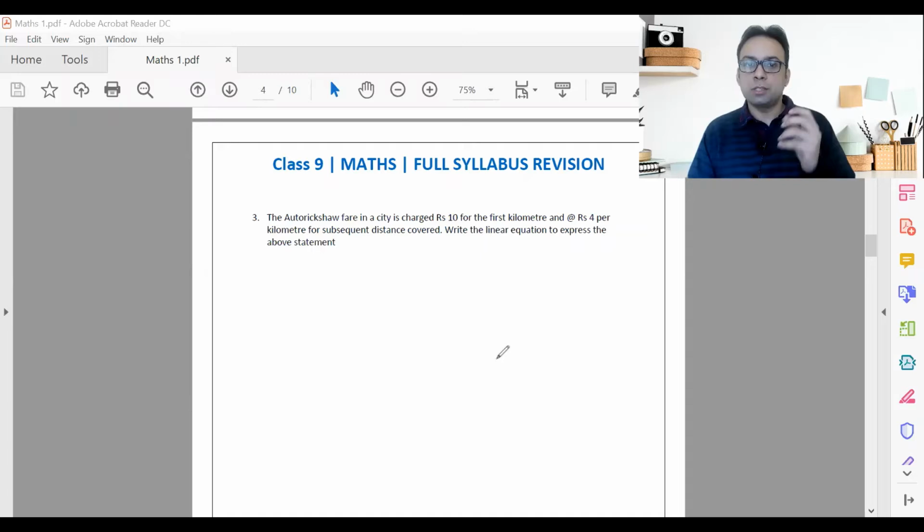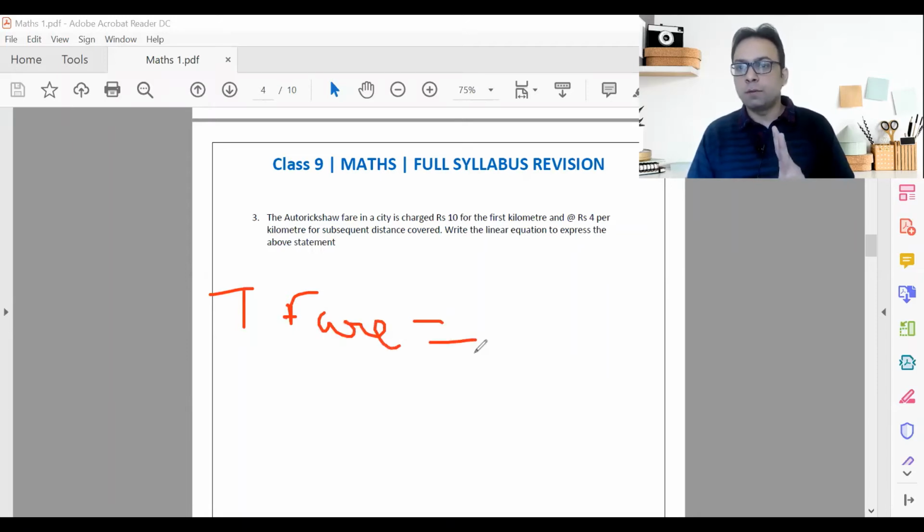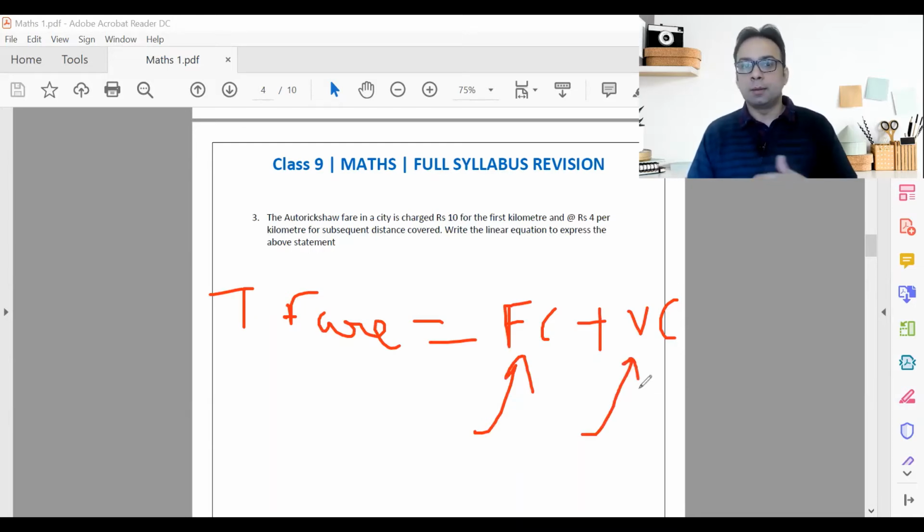So there's a fixed charge which you have to pay irrespective of if you take the auto or not. If you have, let's say, taken a seat inside the auto rickshaw, if you have called the auto rickshaw driver, that means you will have to pay the fixed charge at any cost. That means the total fare will be inclusive of two different charges. One is the fixed charge and one is the variable charge. Fixed charge you have to pay irrespective of you travel or not, and variable charge depends obviously on the number of kilometers you travel. So let's see here.